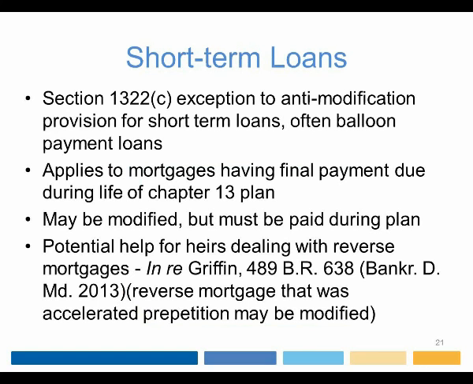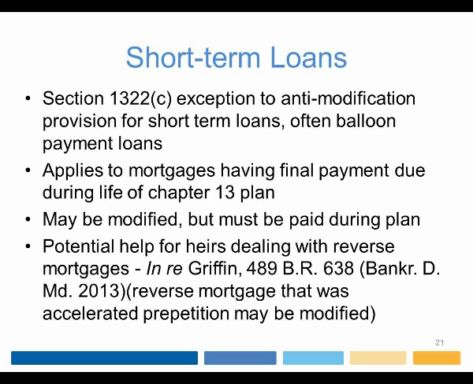Finally, the last one that I'm going to talk about in terms of anti-modification is the section that's Section 1322(c). This was added to the Bankruptcy Code in 1994, and it deals with any sort of short-term, balloon payment mortgage. We don't see these as much anymore, but there's still some of them out there where the mortgage would come due during the life of the plan.